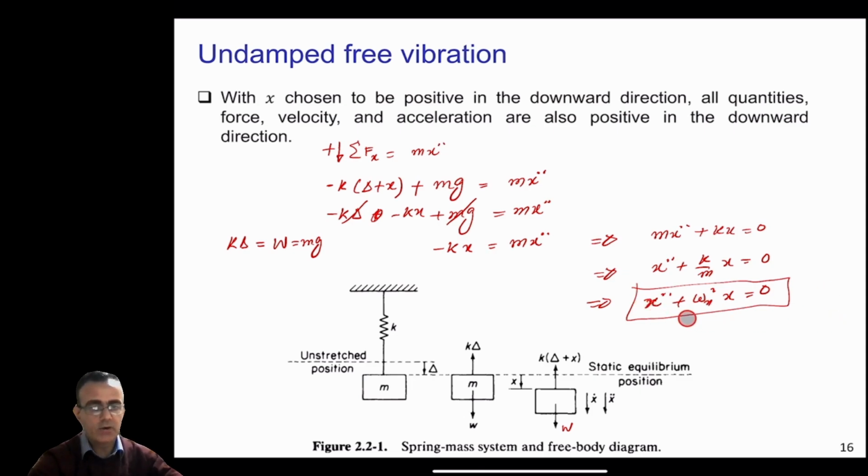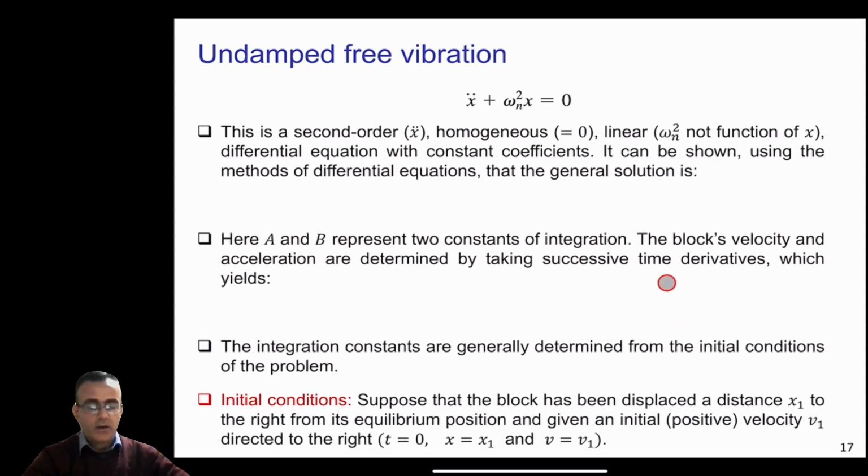Okay, so now this is the equation of motion here. This is a second order homogeneous linear differential equation. This equation is second order because we have x double dot, and it is homogeneous because the right hand side is 0, and it is linear because this omega n is not a function of x here.